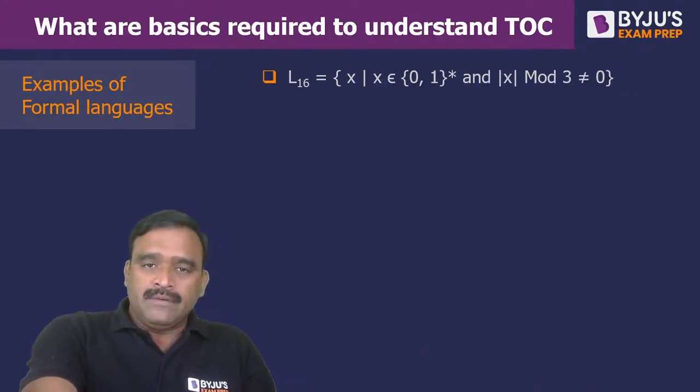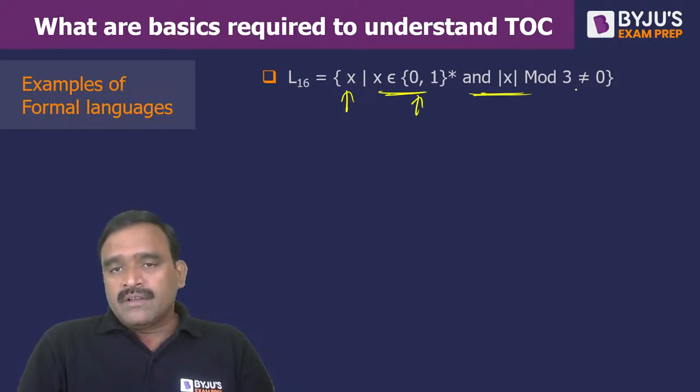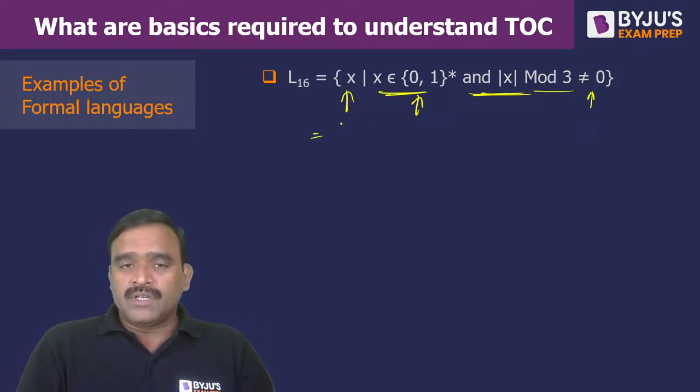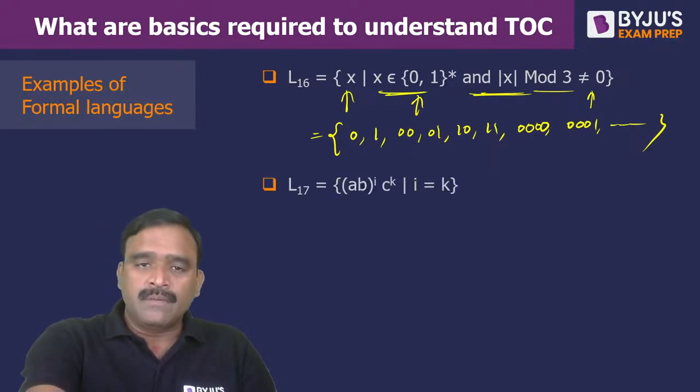Okay, now L16. So x is a string of zeros and ones, and modulus of x mod 3 not equal to 0, which means string length should not be multiple of 3. So epsilon not possible. So single 0 possible, single 1 possible, length 1 acceptable, length 2 acceptable. Length 3 should not accept. Length 4 can be acceptable. Strings like this can be acceptable.